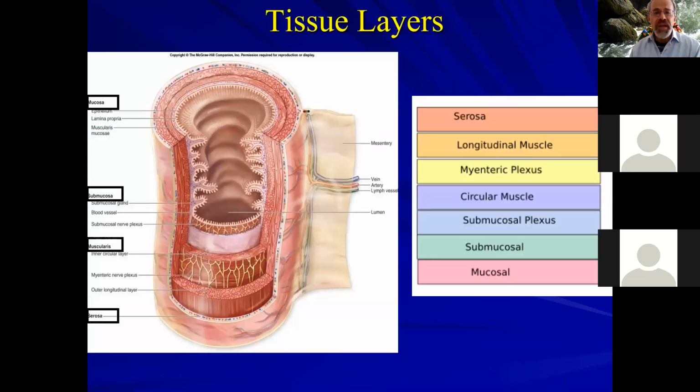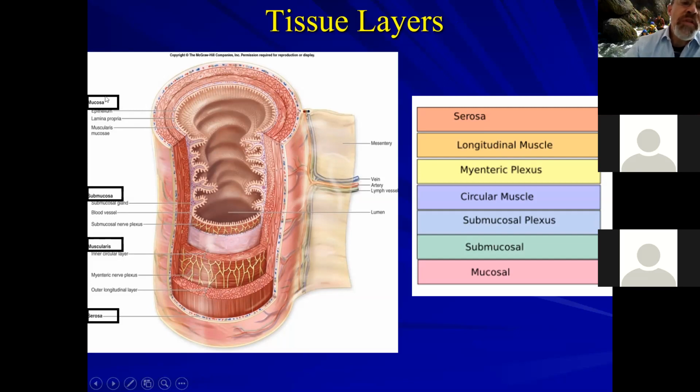All right, so to summarize a little bit and go into a little bit more detail, this is an example of the digestive tract here. You can see what I've highlighted. Here's the mucosa. Here is the submucosa. Here is the muscularis externa, the 2 layers. And here is the serosa.